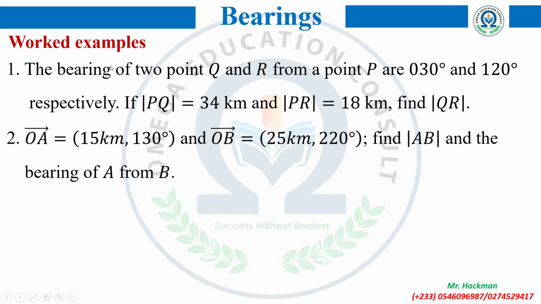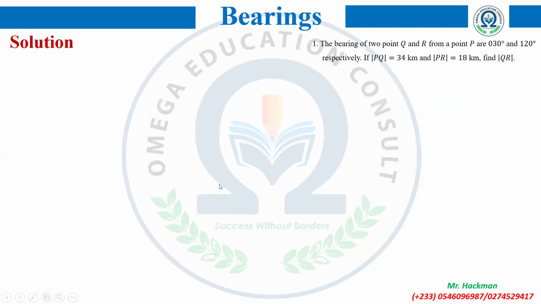So here, let's go and look at the solution to these questions. Question 1, I'll read it on the solution page. The bearing of 2 points, Q and R, from a point P. So quickly, let me go and do the needful before maybe I forget. I can do the changes later.